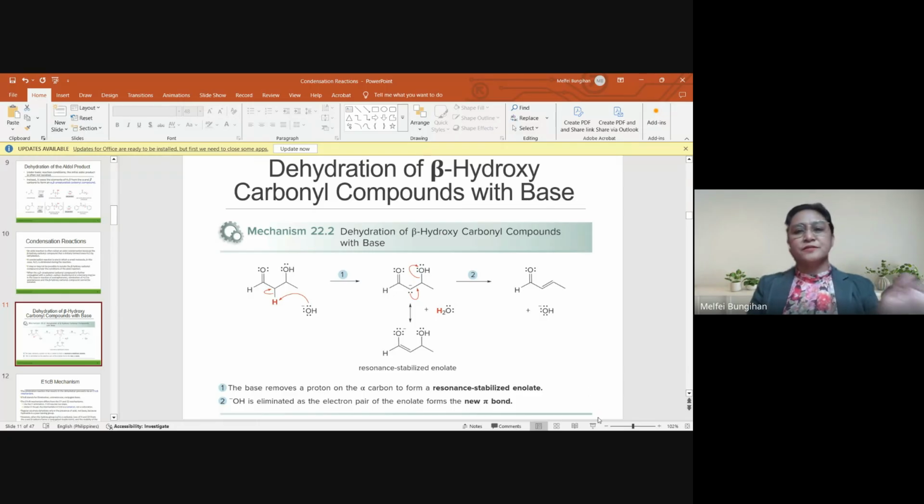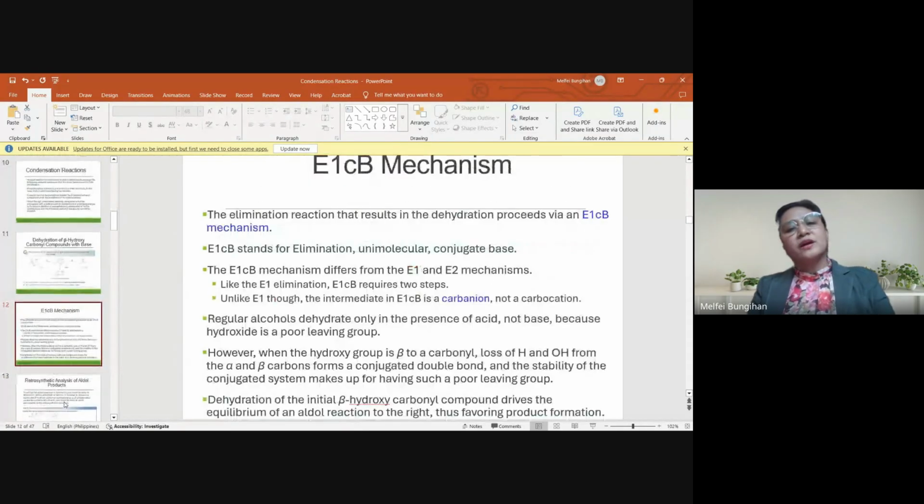So it's the mechanism for the dehydration process. Now, we also have what we call the E1CB mechanism. Of course, we know E1, that's an elimination reaction. But in E1, we know that there must be a formation of a carbocation. But in the E1CB mechanism for our condensation reaction, we have the reaction of a carbanion.